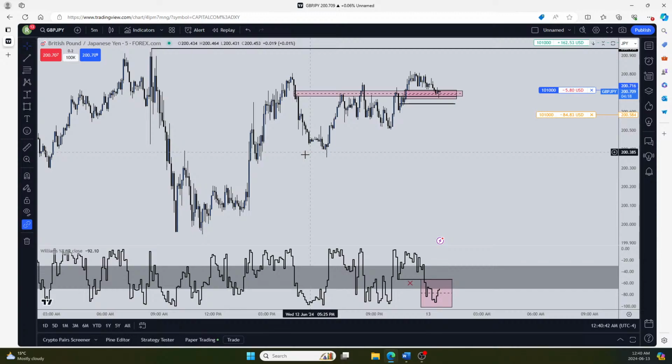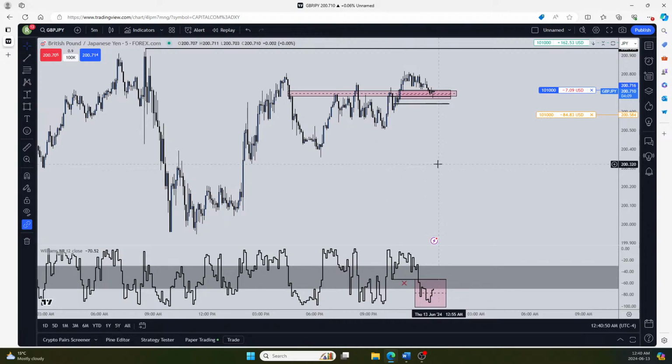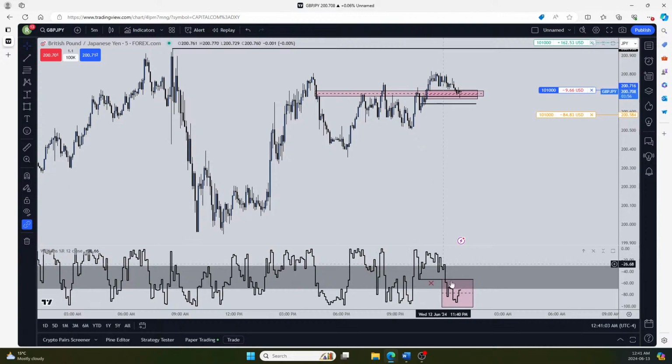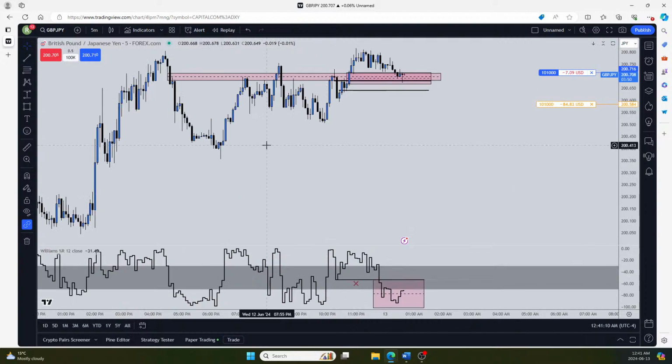You want to have a system in place that just plays out time and time again, and remove yourself as much as you possibly can. Remove your emotion, remove your personality traits and flaws from the system, right? Get out of your own way. I'm going to take a closer look here, guys, on a lower time frame. Just give me a moment.